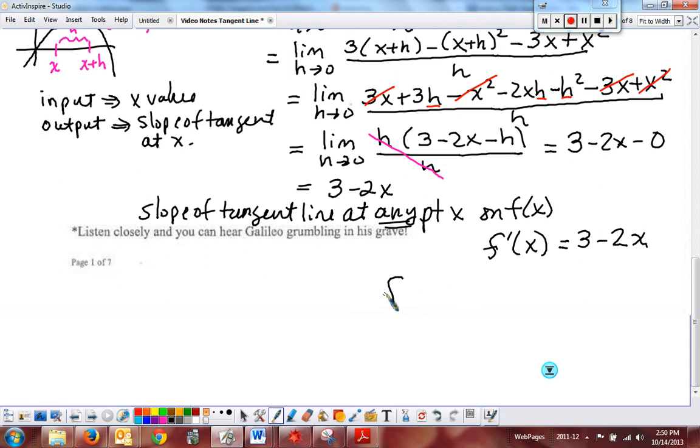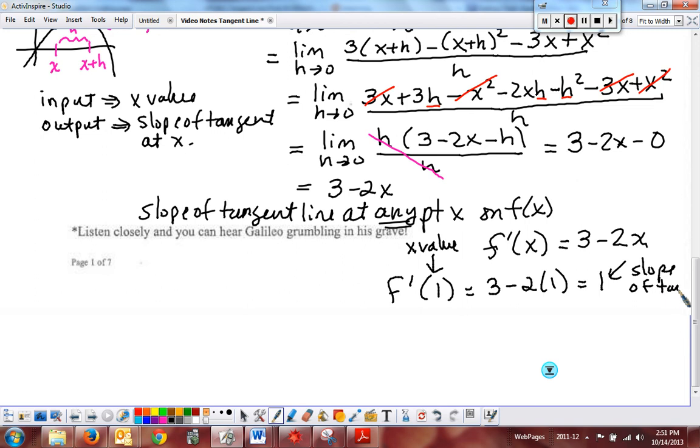We did above f prime of 1. Well, plug in 1. 3 minus 2 times 1, that's going to give us a 1. That's the slope that we found earlier. You input an x value, and your output is the slope of the tangent line. Let's do f prime of 2. F prime of 2, 3 minus 2 times 2, or negative 1.